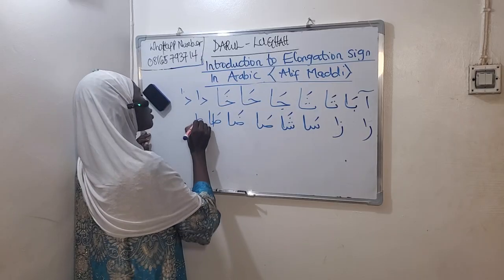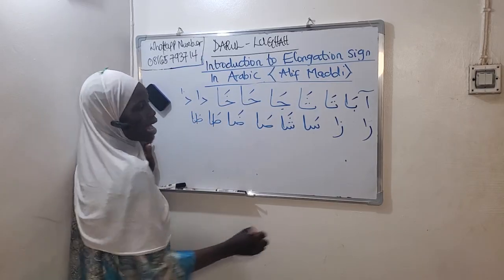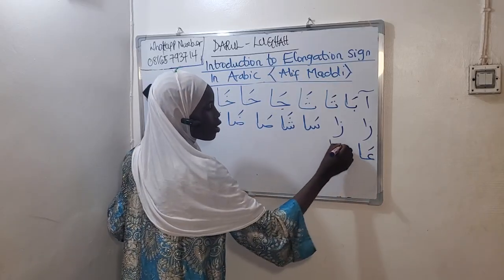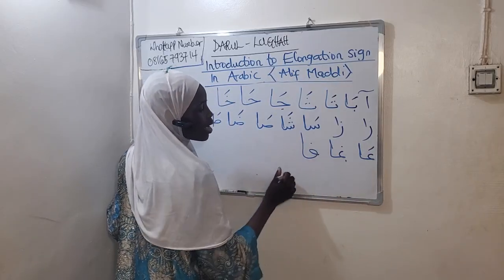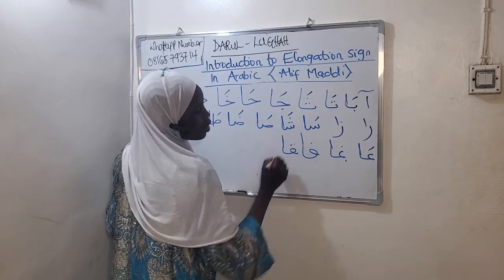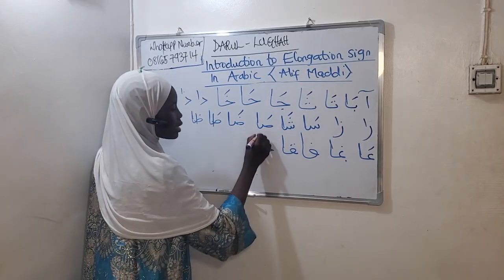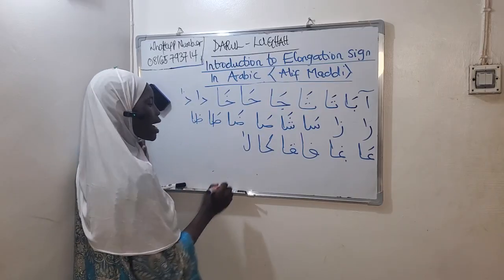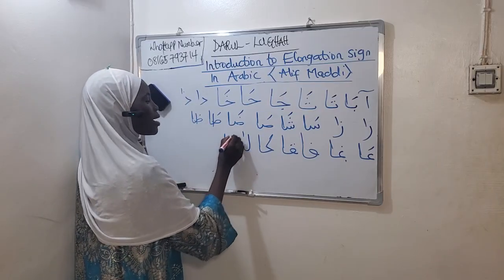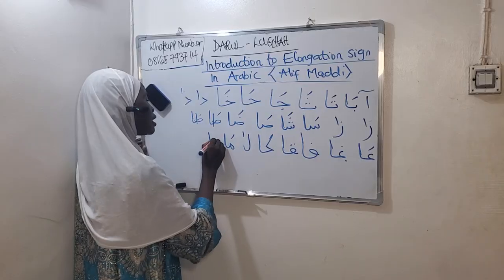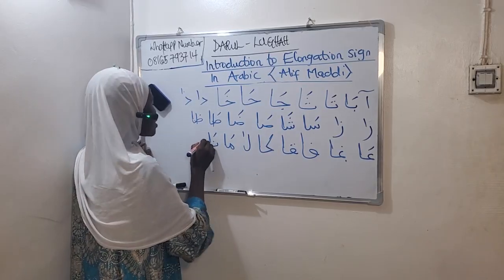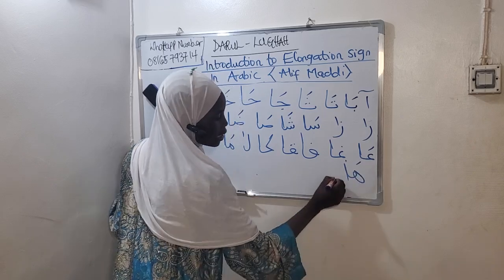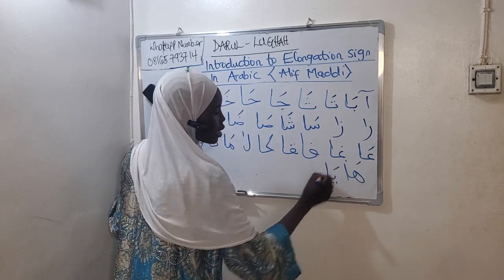Zo Fatia Alif Modi, zo, ain Fatia Alif Modi, ain, ghain Fatia Alif Modi, ghain, fa Fatia Alif Modi, fa, qaf Fatia Alif Modi, qa, kaf Fatia Alif Modi, ka, lam Fatia Alif Modi, la, mim Fatia Alif Modi, ma, nun Fatia Alif Modi, na, wa Fatia Alif Modi, wa, ha Fatia Alif Modi, ha, then ya Fatia Alif Modi, ya.